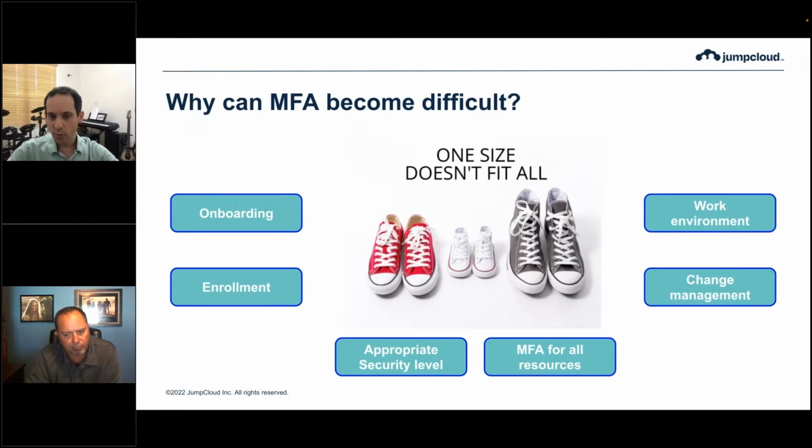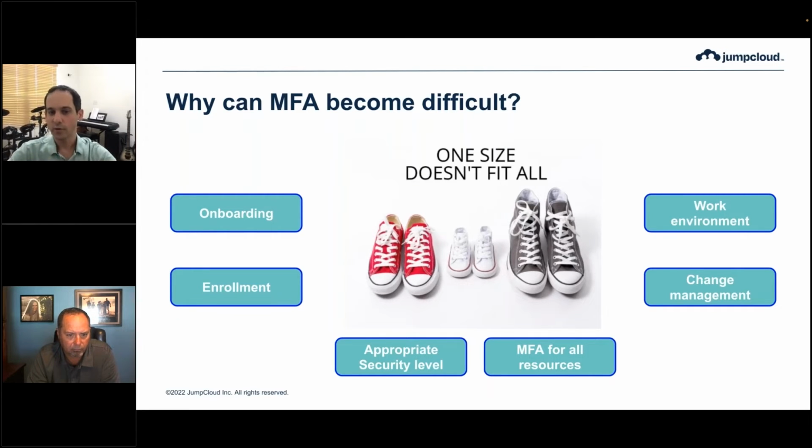When we talk about multi-factor, one of the biggest problems is we need to deploy it to more than one environment. That's another challenge. How do we choose a factor or a token or an authentication mechanism which could actually work with many IT resources? And we'll get to that in a second.